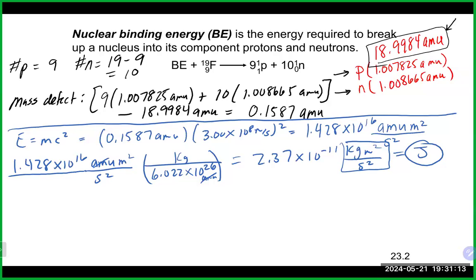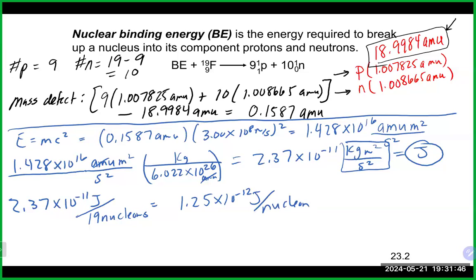Kilogram meter squared per second squared equals a joule. So our binding energy here is 2.37 times 10 to the minus 11 joules, which we can then divide by the number of nucleons, which is 19 in this case, our protons and neutrons. This gives us a binding energy per nucleon of 1.25 times 10 to the minus 12 joules per nucleon. Any question on that calculation?